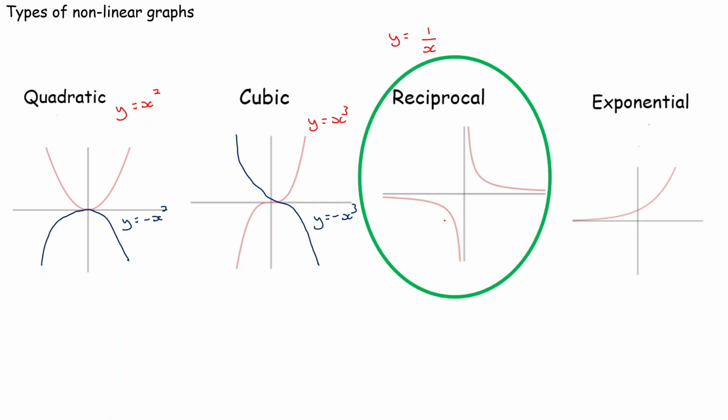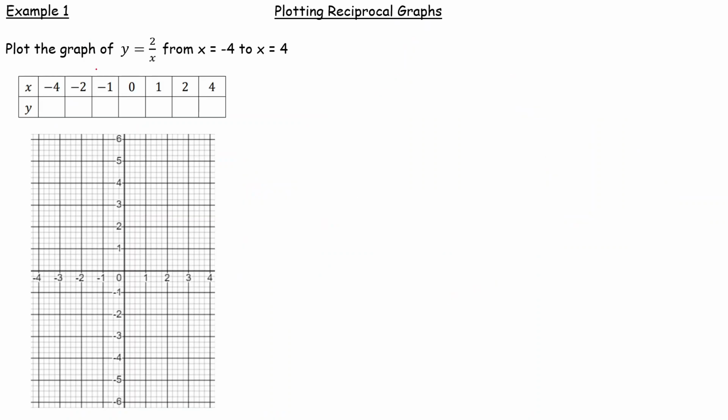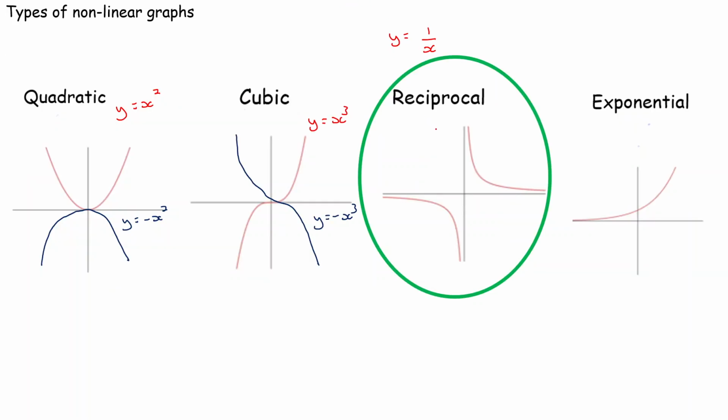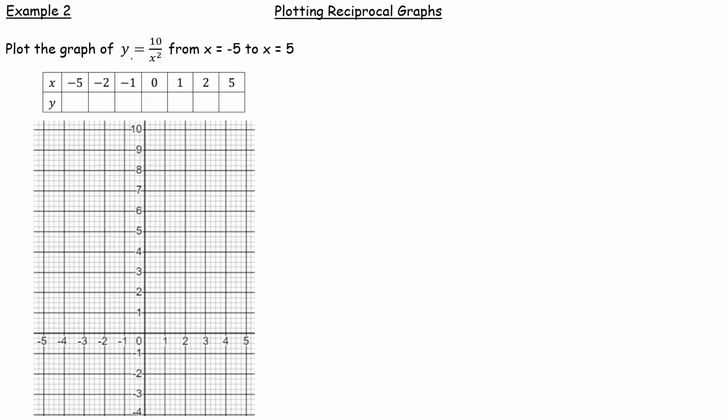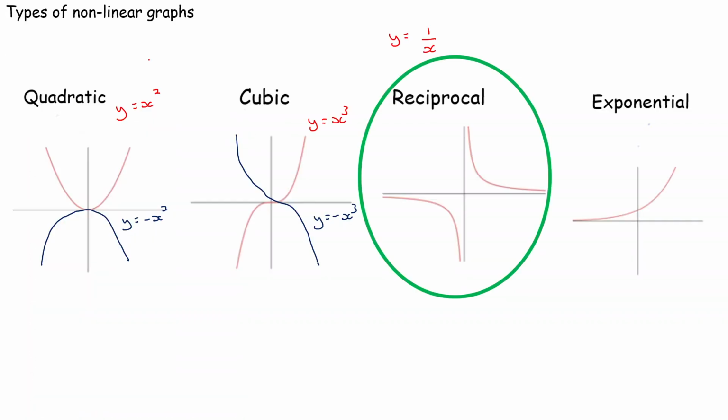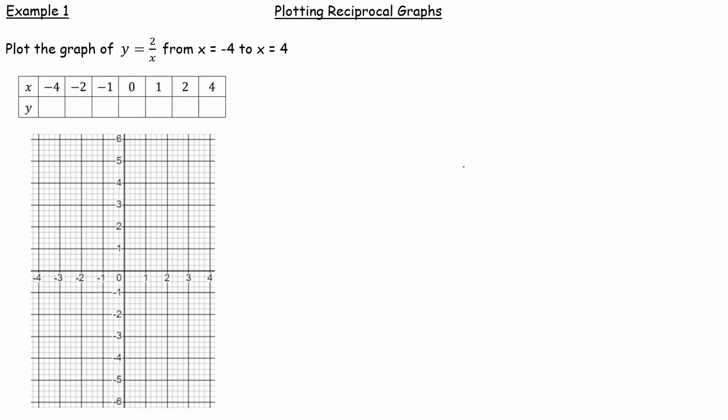Because when we plot our table of values, we'll go through 2 examples. If we recognize something like 2 over x, we need to be able to recognize that it is a reciprocal graph, so it's going to look something like this. The second one is a bit trickier because it's 10 over x squared. It is still a reciprocal graph, but a trickier one. But if you roughly know that it's going to be in this shape, that's useful.